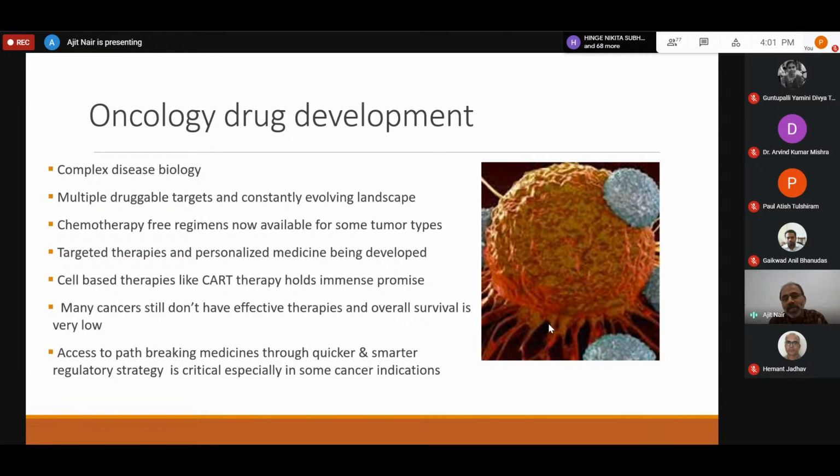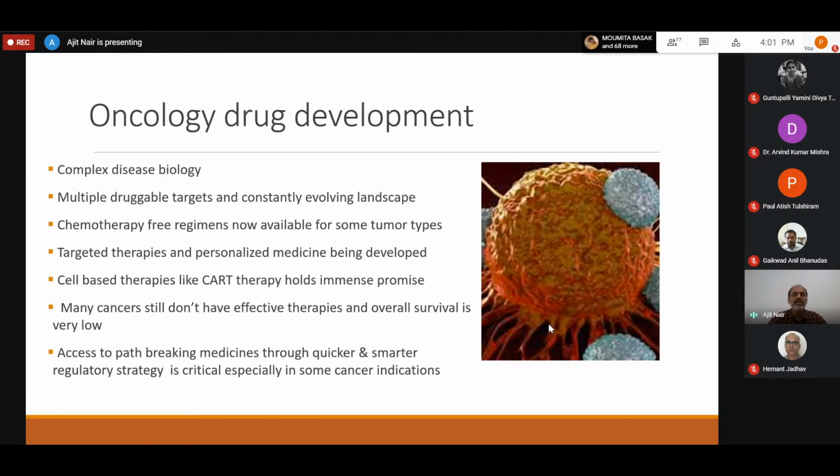So there's no longer chemotherapy given in certain indications where the therapy is completely chemo free, and that really is a paradigm shift in the way cancer therapy was 20 years ago versus what cancer therapy is now. So it's really advanced, but in spite of all these advances, it still remains a highly unmet medical need in terms of the disease, right?